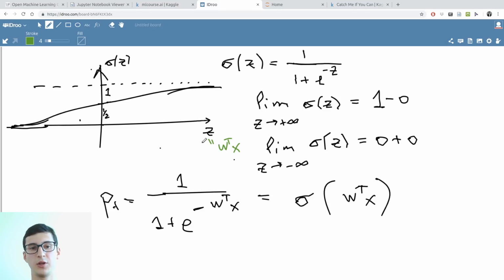We calculate this inner product, and if it's very high, let's say 10, then the value of the sigmoid will be close to 1. And contrary, if z is some low value, like minus 20, then we calculate this expression, and it's going to be something close to 0. For large values of this inner product w transposed x, we'll have predicted values close to 1, and for low values, something really close to 0. So that's the main idea.